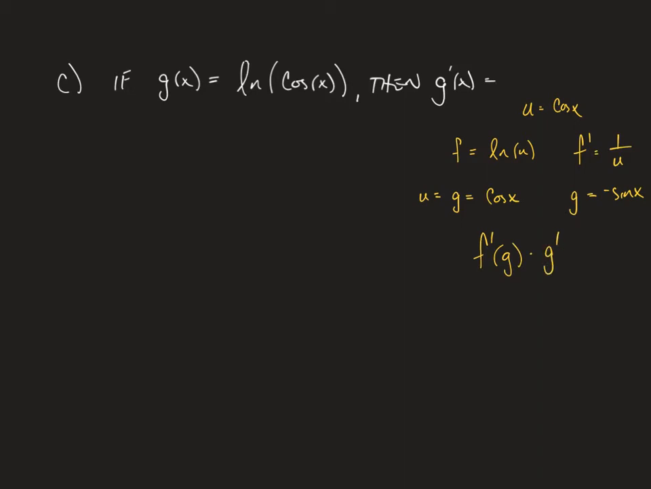So that's what I need to do in this situation. If I'm trying to find g prime of x, and this is a very different g, just to represent this interior function, in this case I'm going to have the derivative of ln of x, which is 1 over x, but in this case that's cosine of x, times the derivative of the interior function, which is negative sine of x. And I can put these two things together.